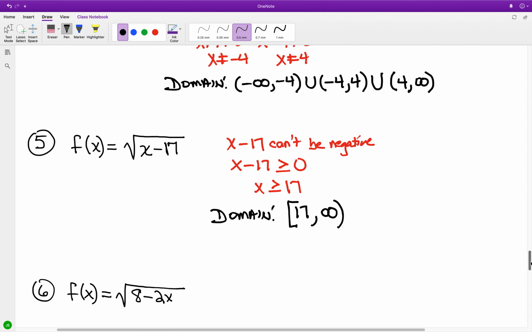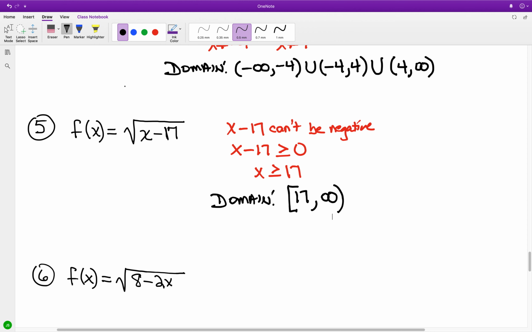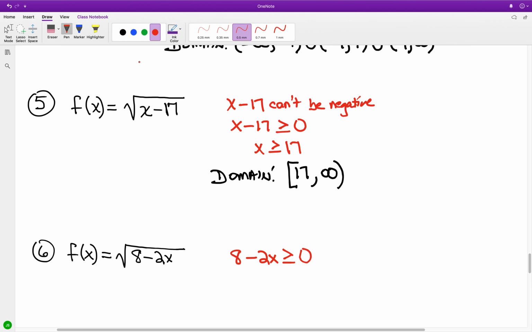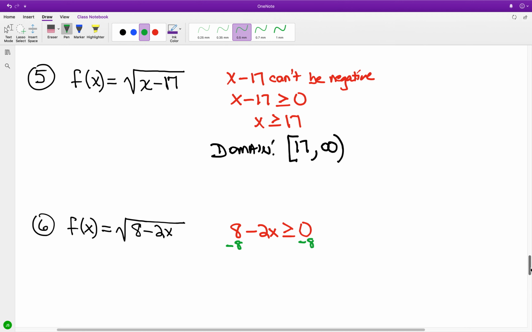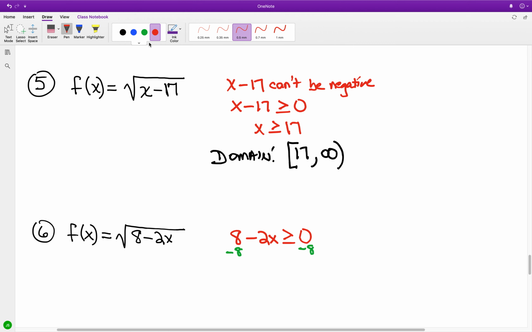Now, in the sixth case, we have the square root of 8 minus 2x, and just like x minus 17, 8 minus 2x cannot be negative either. If I set this up as an inequality, we have 8 minus 2x is greater than or equal to 0. And if I isolate the x term, taking away 8 from both sides, you're going to have that negative 2x is greater than or equal to negative 8.